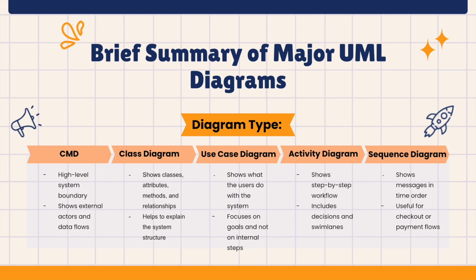The use case diagram shows what users do with the system, but it does not go deep into every internal step. The activity diagram is more process based because it shows workflows, decisions, and swim lanes. The sequence diagram shows how messages move between actors and system parts over time, and together all these diagrams help to explain the MVOMP system from different points of view.